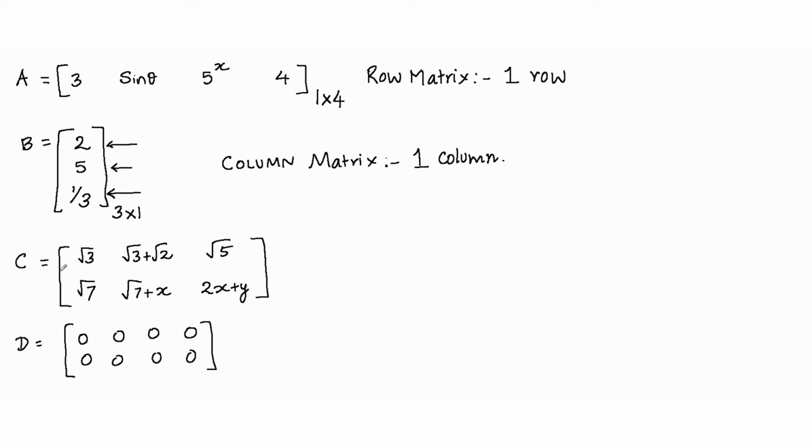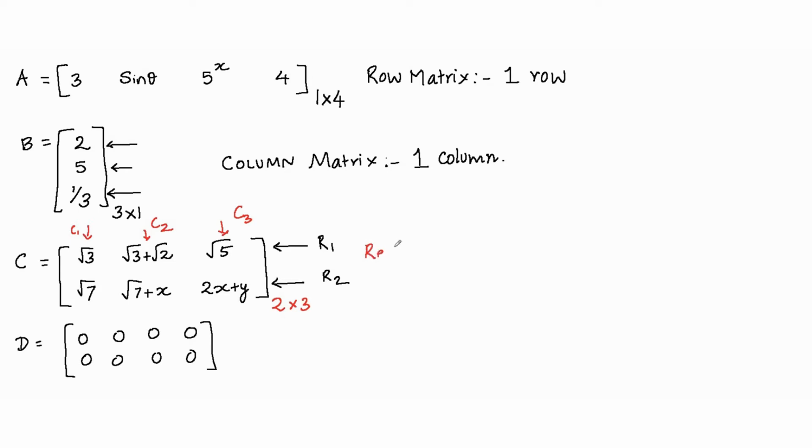Let's take a look at the matrix C. Matrix C over here has 2 rows. You will notice that there are 2 rows and there are 3 columns. So this is row 1 and row 2. And there are 3 columns. Let's name them C1, C2 and C3. Therefore, you will notice that this matrix has 2 rows and 3 columns. Therefore, the order of this matrix is 2 by 3.